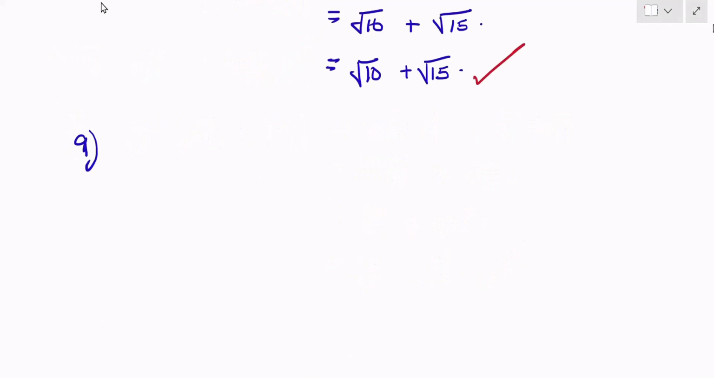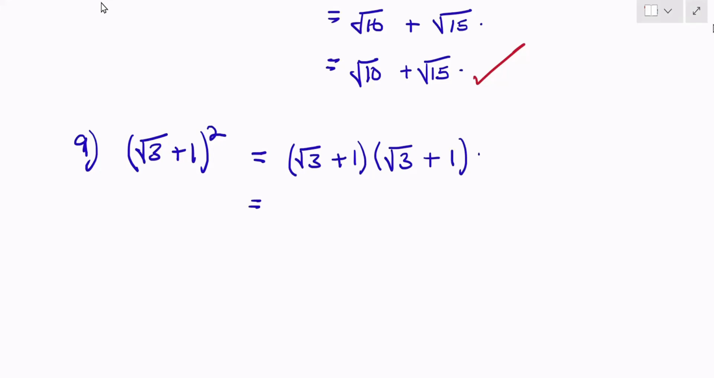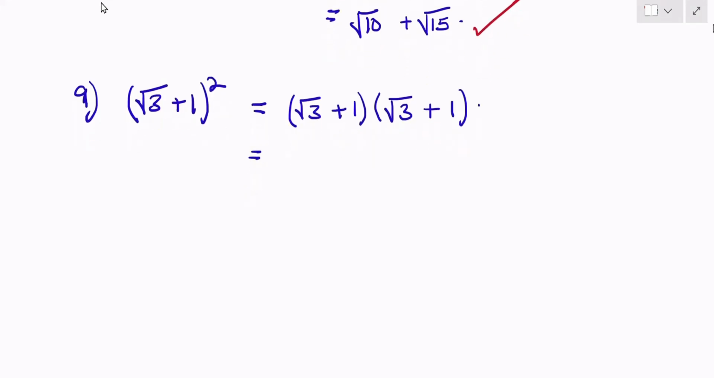Then number 9, we have the square root of 3 plus 1, but the whole of it squared. So this is the same as having the square root of 3 plus 1 multiplying by itself, multiplied by the square root of 3 plus 1. Let's open the brackets further. So this is the same as having the square root of 3, so we are taking this, multiplied by the whole of this, so multiplied by the square root of 3 plus 1, we close the brackets, plus this one, multiplied by the whole of this again, which is the square root of 3 plus 1. We close the brackets.